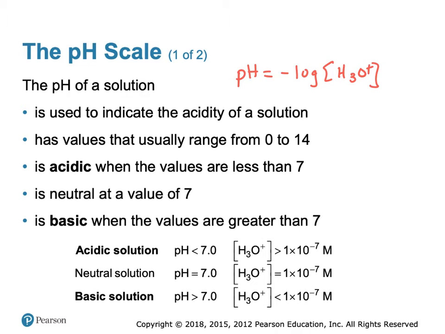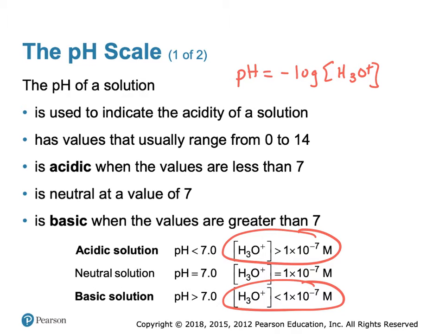So the pH scale usually has values that range from 0 to 14. It is used to indicate the acidity of a solution. In the previous video, we saw that a solution is acidic if its hydronium ion concentration is greater than 1 times 10 to the minus 7 molar, and that it is basic if its hydronium ion concentration is less than 1 times 10 to the minus 7 molar.